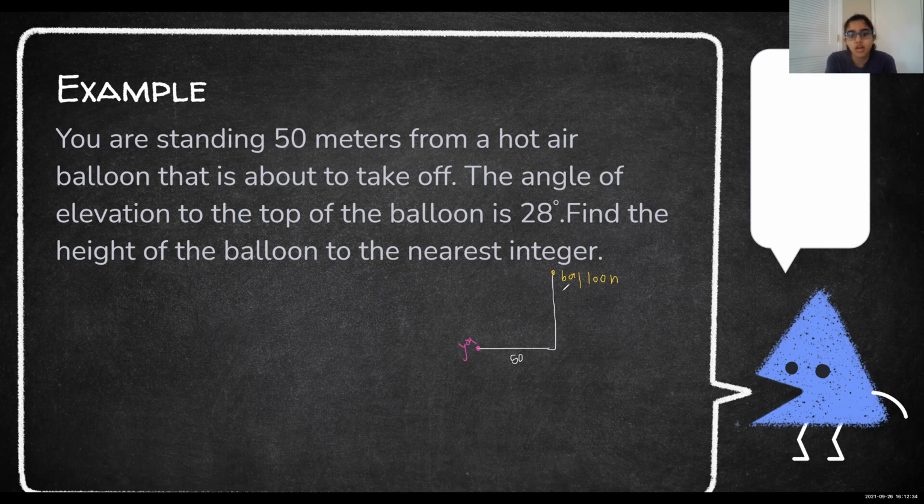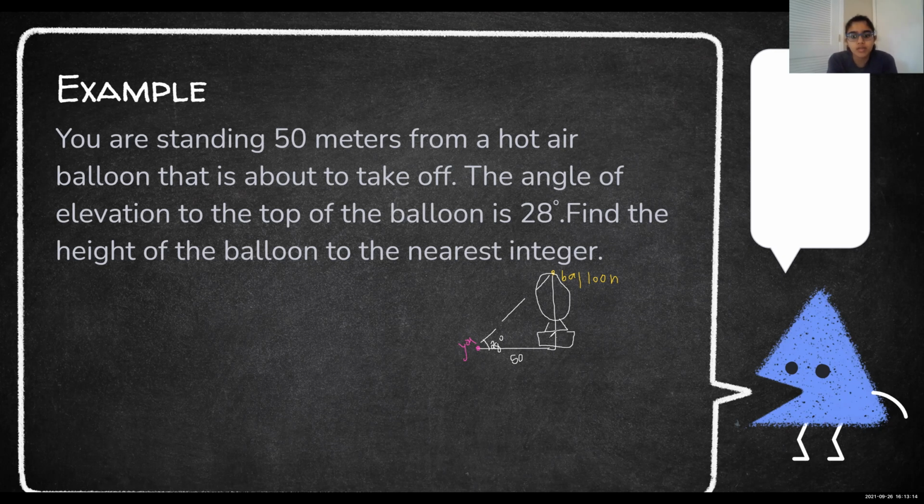The angle of elevation to the top of the balloon is 28 degrees. Remember when we draw a diagram, we have to label the angle. The angle of elevation is, if our line of sight is this, how much we're looking up. So this is 28 degrees. Find the height of the balloon to the nearest integer. Remember this whole thing is the balloon.